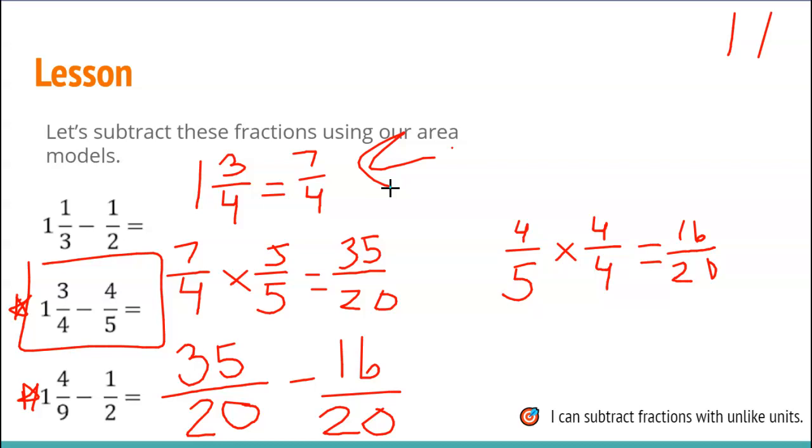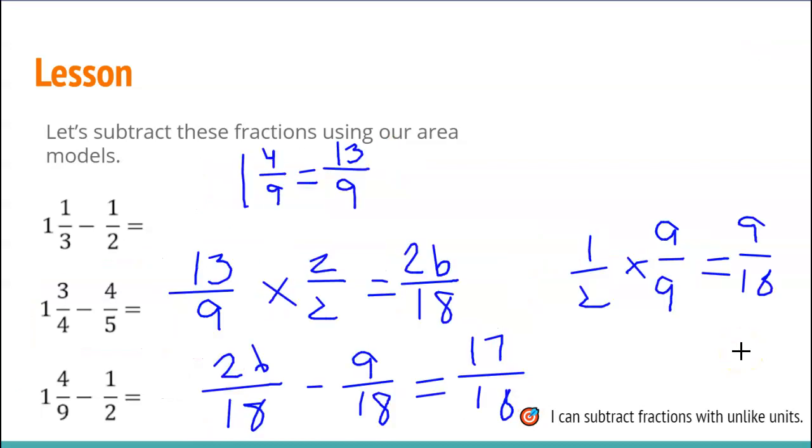Now that I've renamed both of them in similar units, I can go ahead and subtract. 35/20, take away 16/20. What is that going to get me? That is going to get me 19/20. Take a second to look this one over, and then we're going to move on to our second one. Please make sure that you have worked it out.